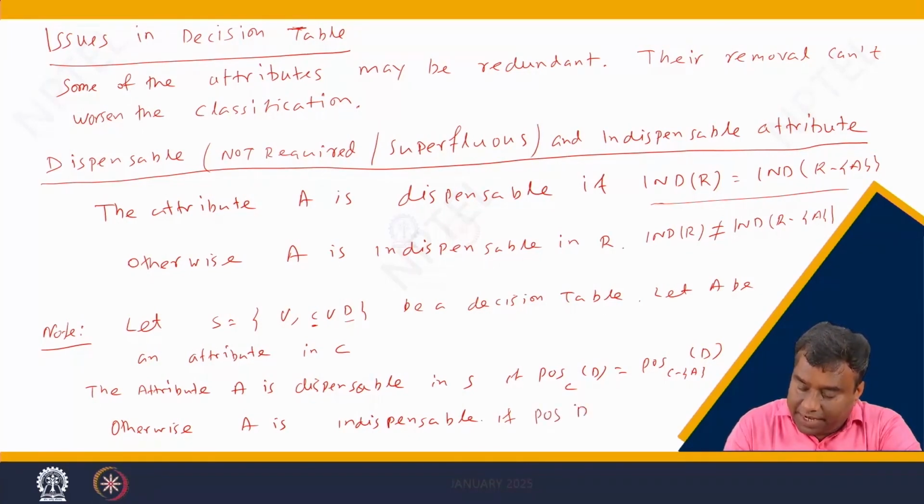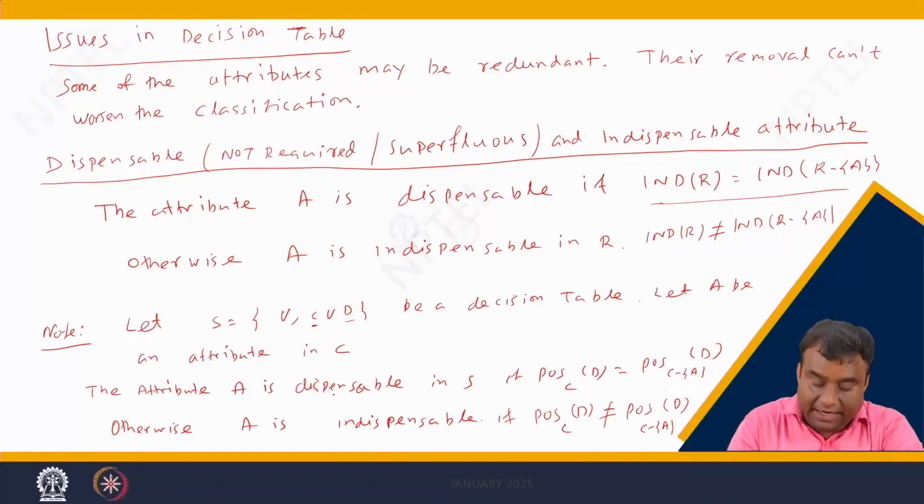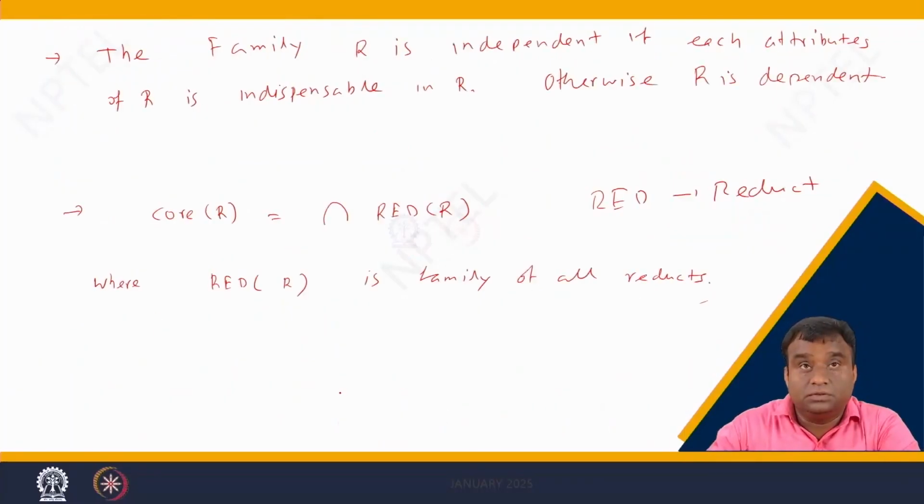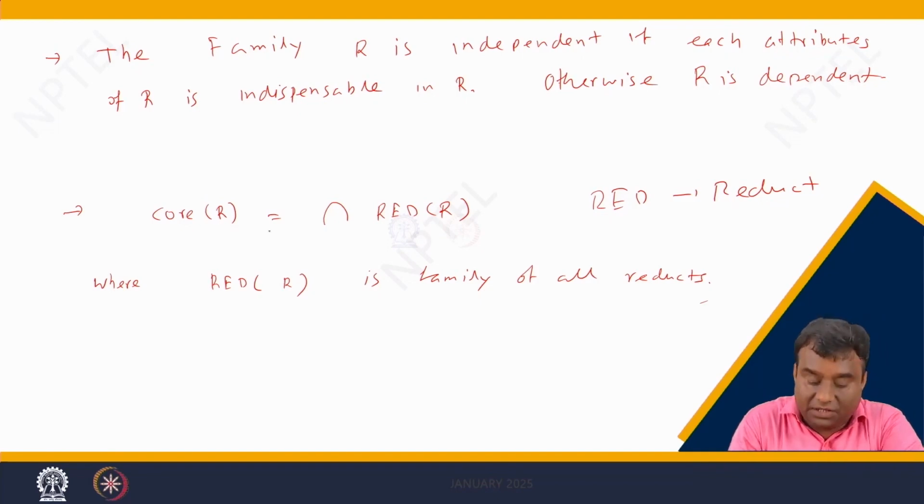The positive region of U by D with respect to C is not equal to the positive region of U by D with respect to C minus A. If these two are not equal, then A is indispensable. If equal, then A is dispensable. So the family R is independent if each attribute of R is indispensable in R. Otherwise, R is dependent. And the core of R is equal to the intersection of all reducts. RED(R) is the family of all reducts.